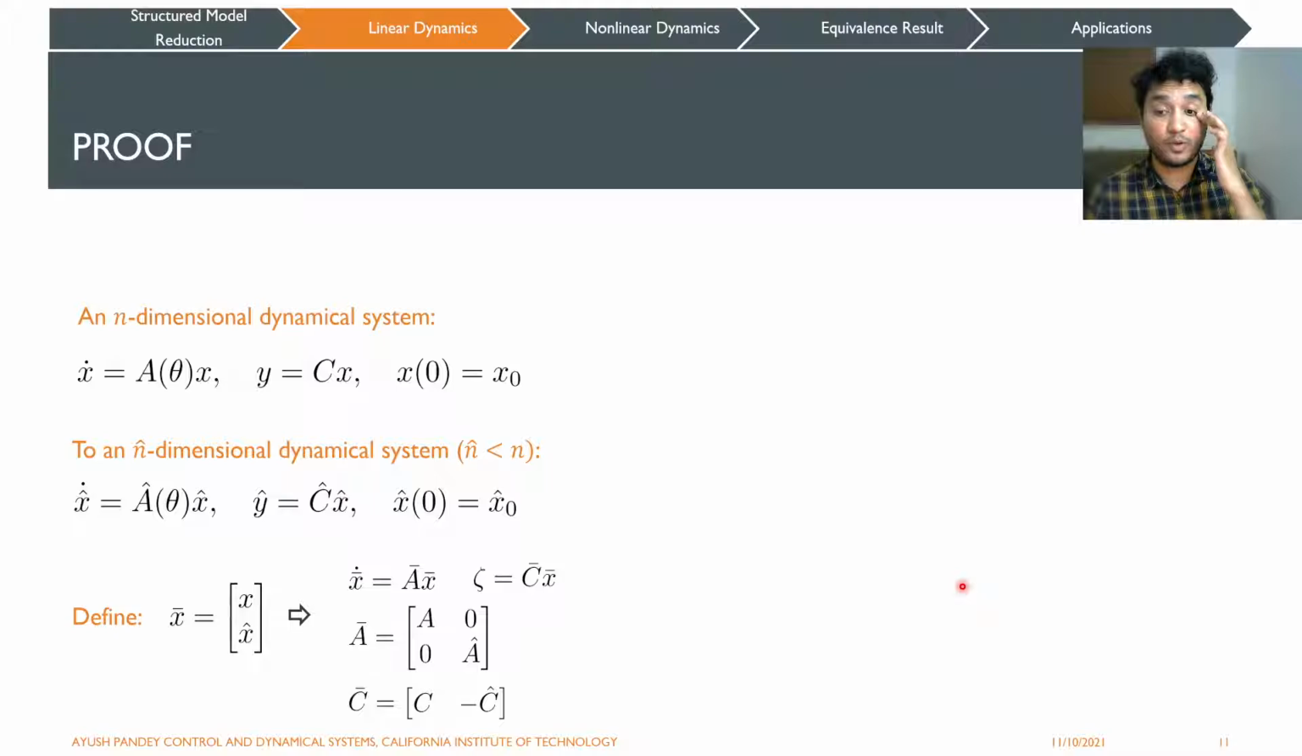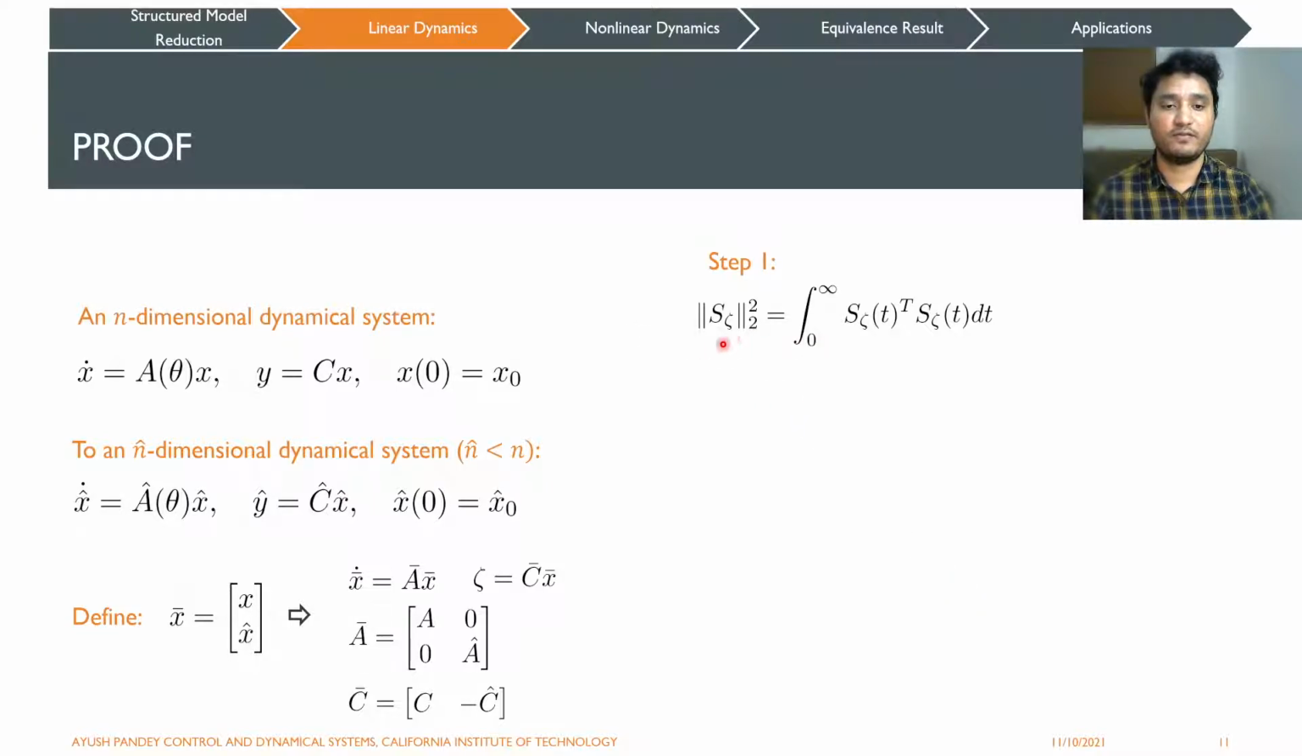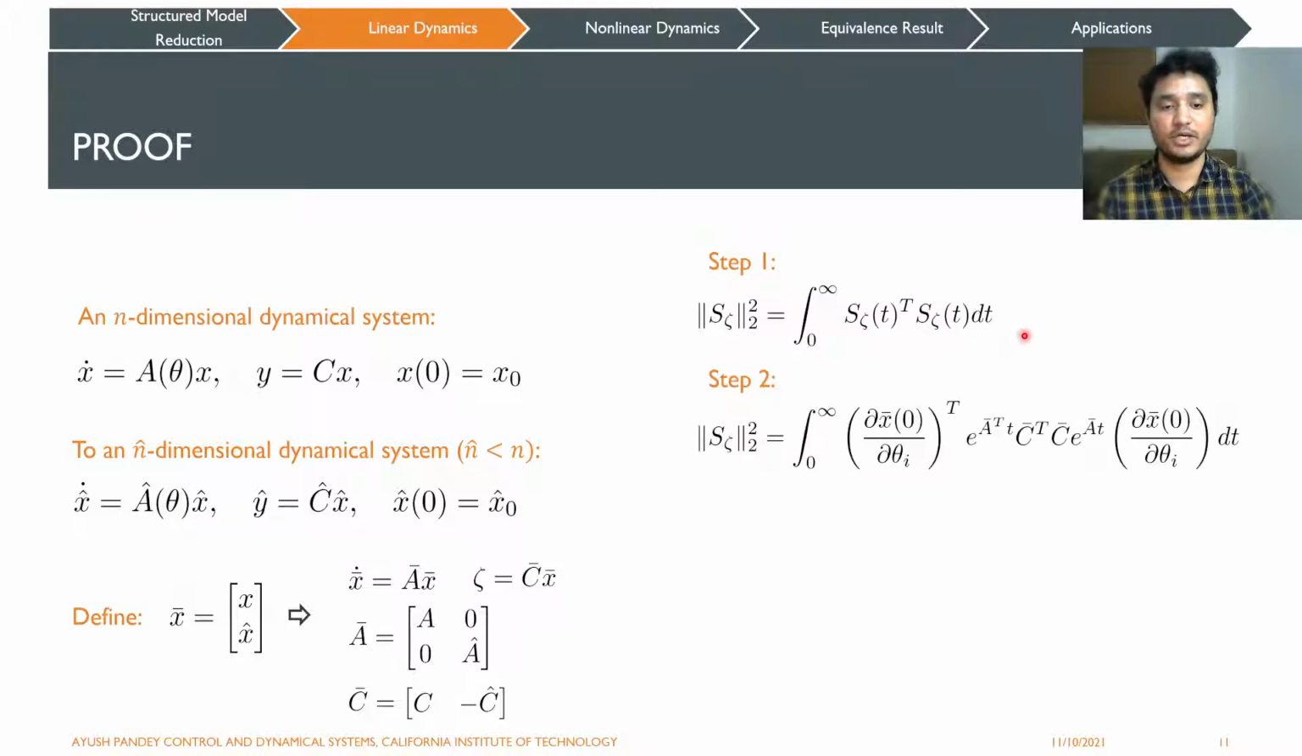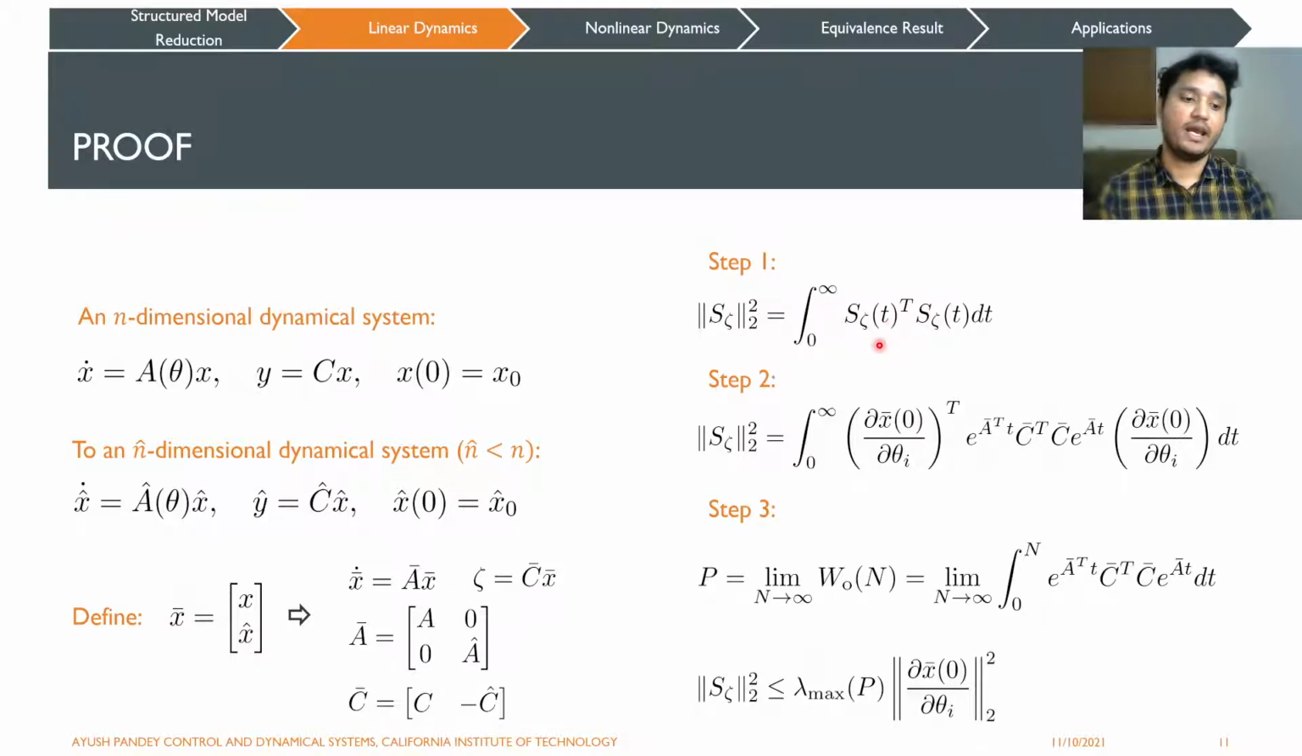So let's look at the proof for this, which is pretty straightforward, where we write the norm of the sensitivity of the error in model reduction as this integral, and then substitute the expression, since we know what the expression is for linear dynamical systems. And then we need to recognize that we have this observability Gramian that appears, and so with the help of that, we are able to give the bound on sensitivity of the error norm as shown here.